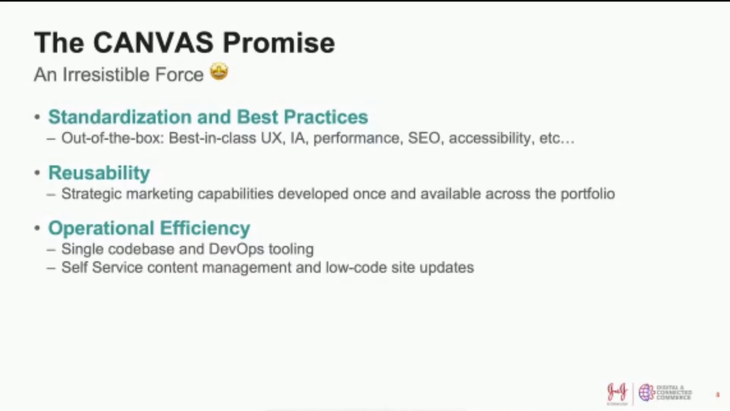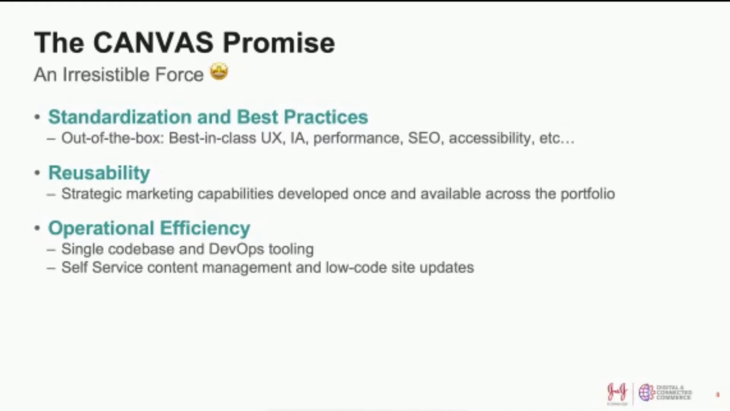And then the last kind of goal of Canvas was to drive operational efficiency. With a single code base, a single set of DevOps tools, a single set of testing tools, a single set of processes, theoretically releases of iterations on the website would be faster. And also a single self-service content management interface would enable brands to make content changes and updates to their websites faster.